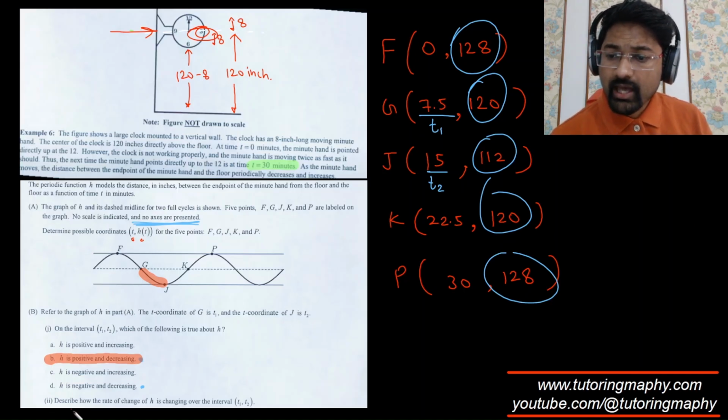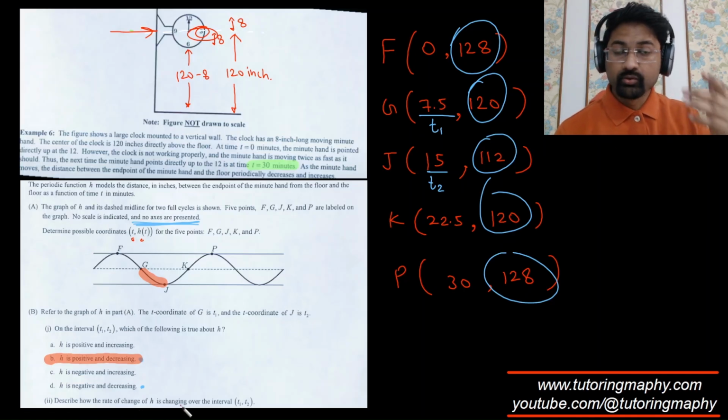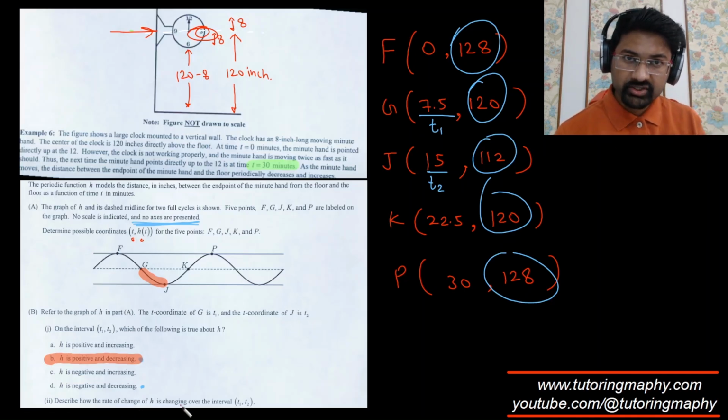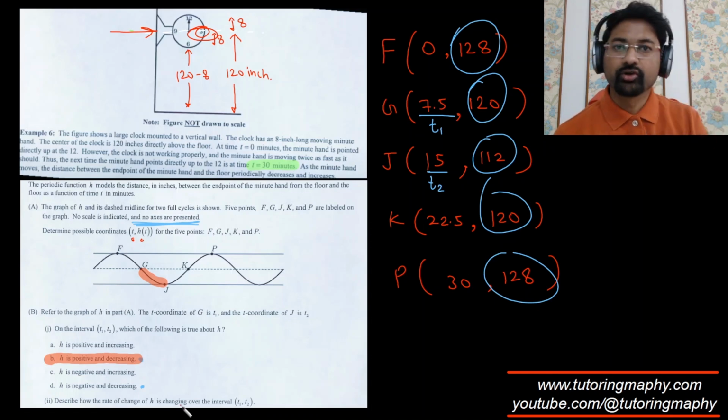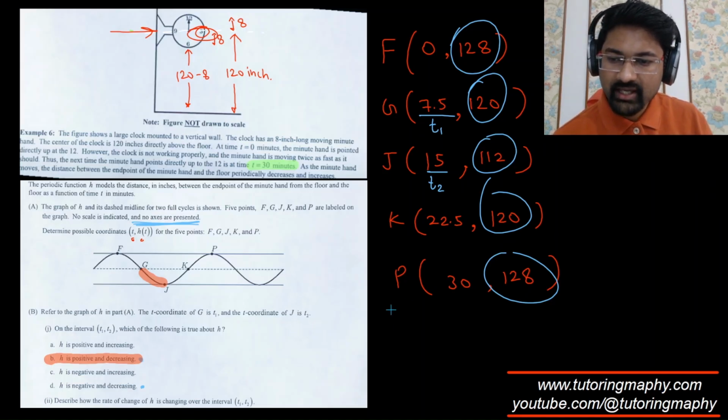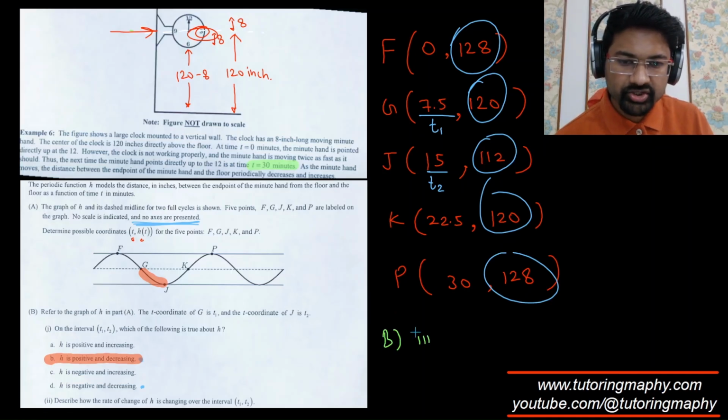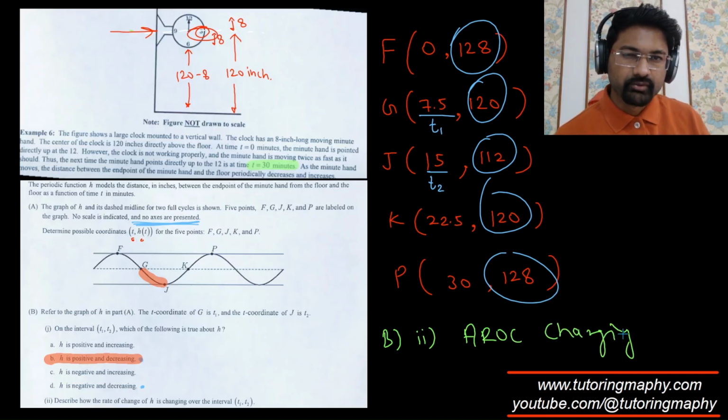Hmm. And the last one asks about describe how the rate of change of H is changing. Remember, rate of change is changing. So they're asking the rate of change of, the AROC, the change of AROC, if it makes sense. What is AROC? Average rate of change. I'm just going to write it over here. So they are asking how is the average rate of change changing? What is the change of average rate of change?